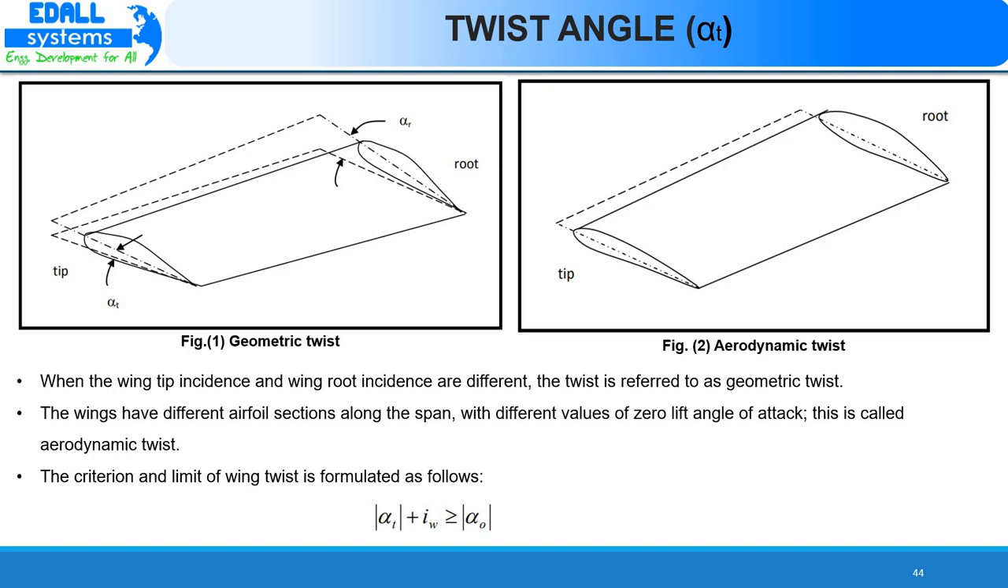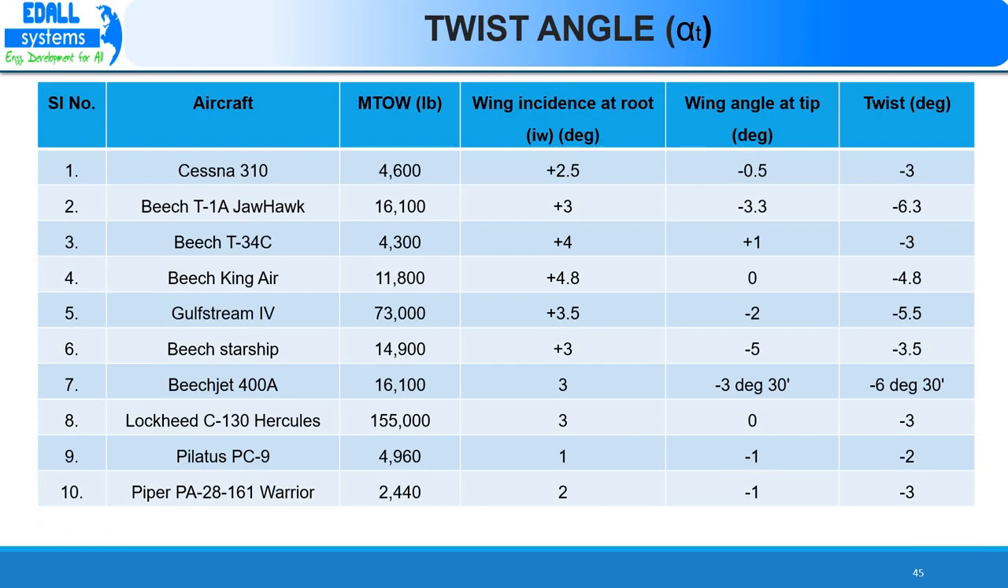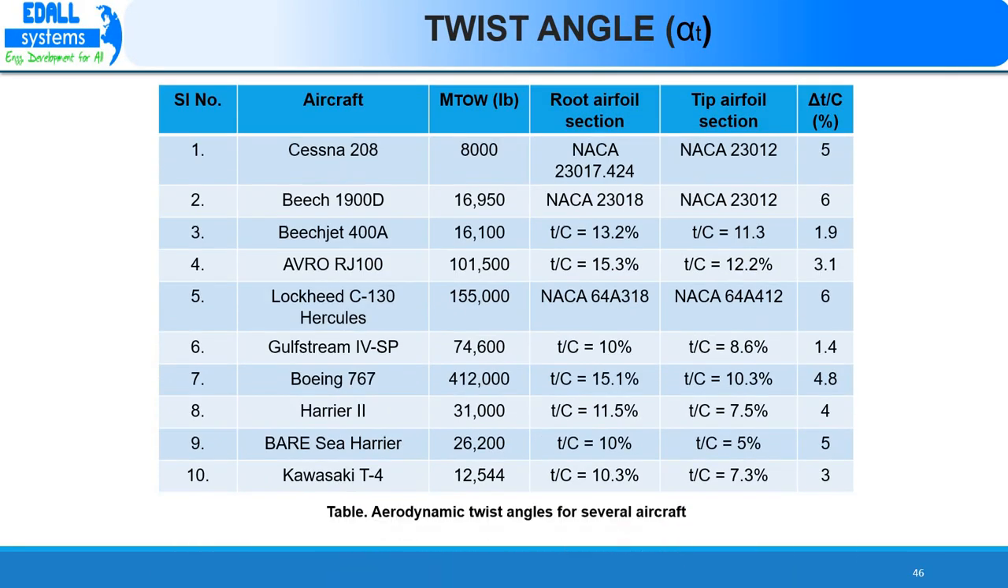The amount of twist is determined through calculations. The application of aerodynamic twist is more convenient than geometric twist. The problem in the application of geometric twist arises from the manufacturing point of view. The table shows geometric twist angles for various aircraft. The table on the slide shows aerodynamic twist angles for various types of aircraft.